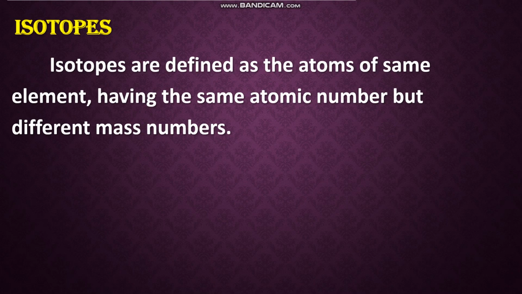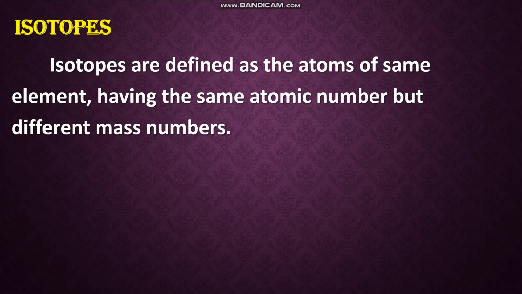Now atomic number 7 means that is a nitrogen atom. No other element has atomic number 7. So each and every element has a particular atomic number. So if 2 or 3 different atoms have the same atomic number, is it the same element or different elements? They are the same element. Okay, so isotope means the atoms of the same element.